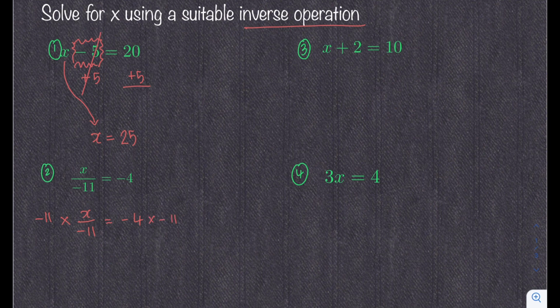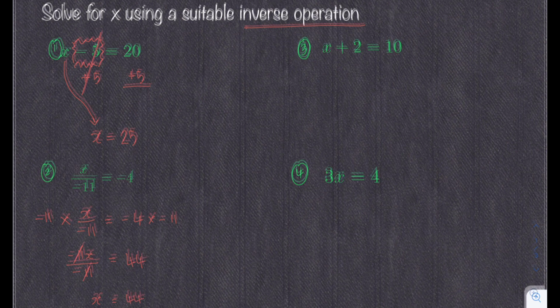Looking at the left-hand side, we have negative 11x over negative 11. On the right-hand side, negative times negative gives us positive, so we have positive 44. Going back to the left-hand side, negative 11 over negative 11 is 1, so we can cancel it out, and we're left with the x, and that equals 44.